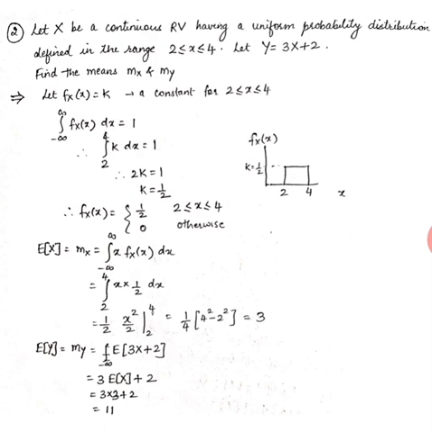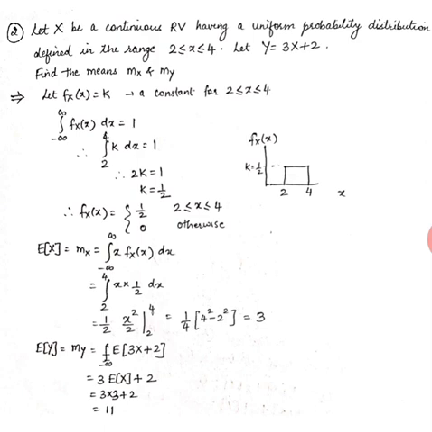So we solve that integral. Half is a constant, we take it out. Integral of x is x square by 2. We put the limits 2 and 4, substituting the upper limit first. So 1 by 4 is the common part. We put the upper limit first, that is 4 square, minus the lower limit, which is 2 square. So 1 by 4 into 4 square minus 2 square, the value is 3. So the expected value or mean value is 3.